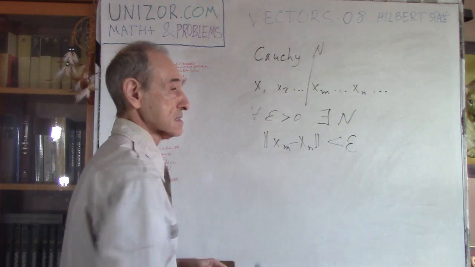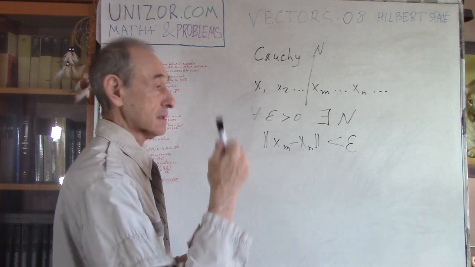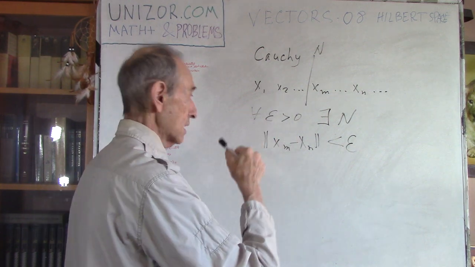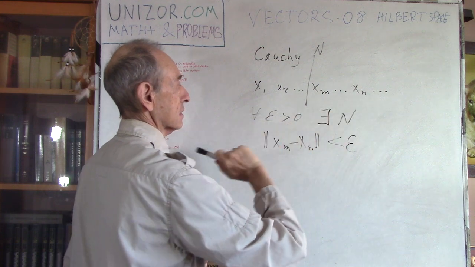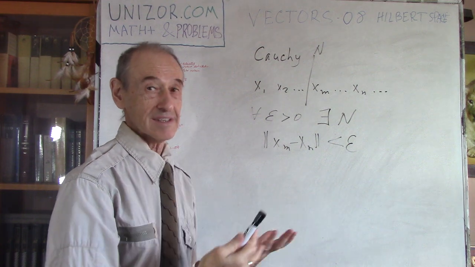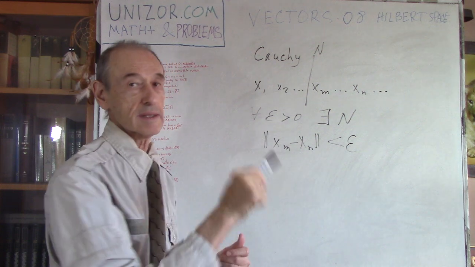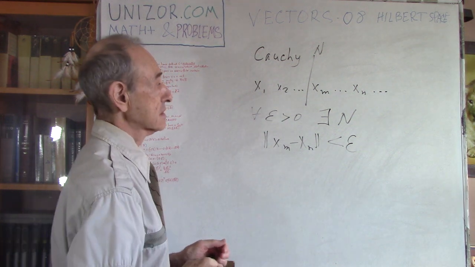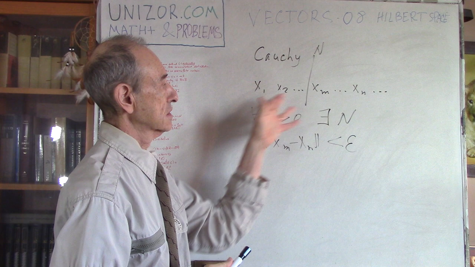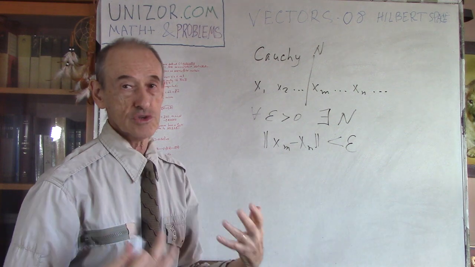So if this is satisfied, we are talking that the sequence is converging. And the definition of the Hilbert space is, it's a pre-Hilbert space where any Cauchy sequence, or sequence which converges in a Cauchy sense, which satisfies this condition, has the limit within that same vector space. Well, then this vector space is called Hilbert space. So we are adding basically the end point for any sequence converging in a Cauchy sense.